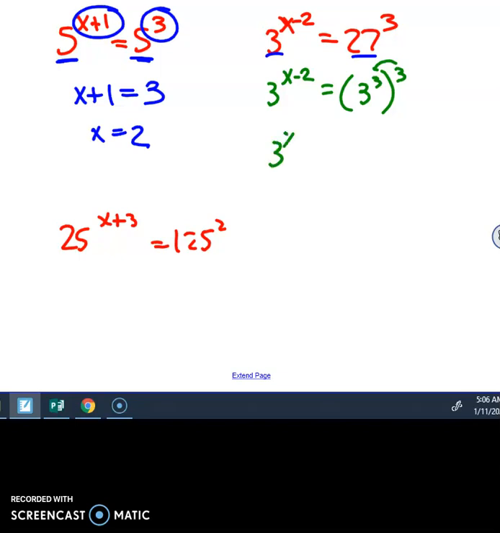So the left side becomes 3 to the x minus 2. The right side becomes 3 to the 27. I'm sorry, 3 to the 9, since 3 times 3 is 9. Since the base is the same, our focus is how do I make the exponents the same number? So I'm going to take x minus 2 is equal to 9. So x is equal to 11.